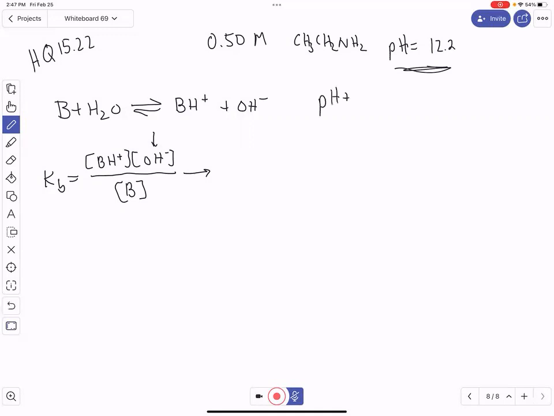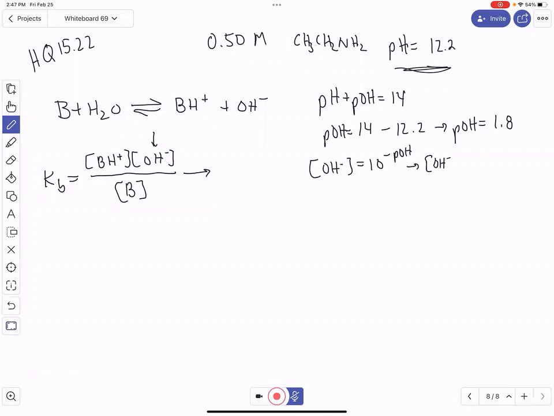So there are many ways you can solve this. I would simply say, okay, pH plus pOH equals 14, and I would find my pOH. So pOH equals 14 minus 12.2, so that means my pOH equals 1.8. Now that I know pOH, right, I need to find hydroxide. Hydroxide is 10 to the negative pOH, so hydroxide is 10 to the negative 1.8. So my hydroxide concentration is 1.58 times 10 to the minus 2.